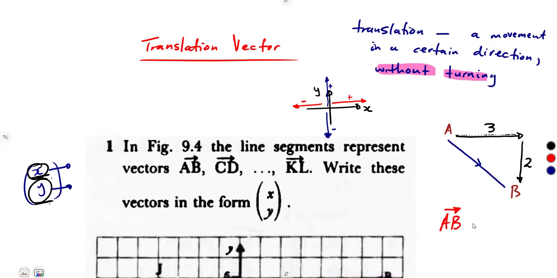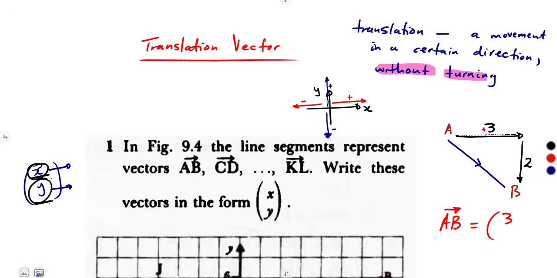As a translation vector, we say it's going to be the movement in X. How many units have you moved on the X-axis, and in which direction? On the X-axis, we're going to the right, which is positive. So this will be positive 3. We're just going to write 3. Do not indicate the positive, okay?